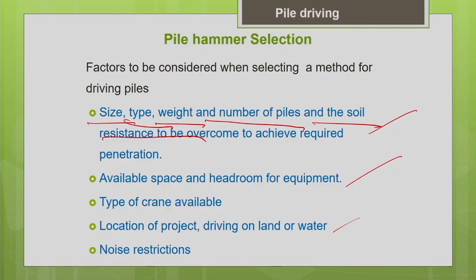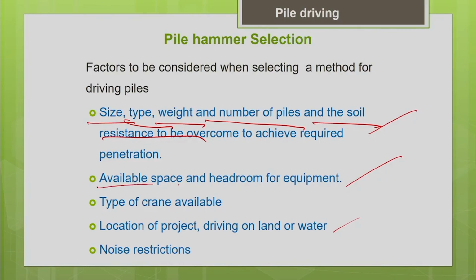And as you know, for this piling process, we need a lot of supporting equipment like a crane to hold the pile, to hold the hammer, everything in position, and to lift it. So, we need to check whether the available space and headroom is available for the equipment. And based on the type of crane available, the crane should have sufficient lifting capacity to lift your pile, to lift your hammer, and even lift your lead, which will help you to hold everything in proper alignment. So, it should have sufficient capacity.